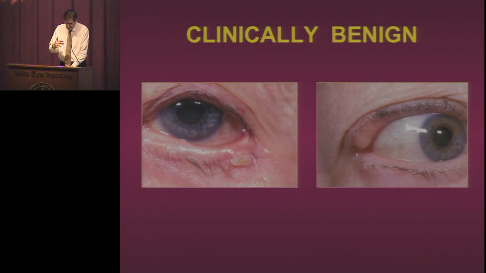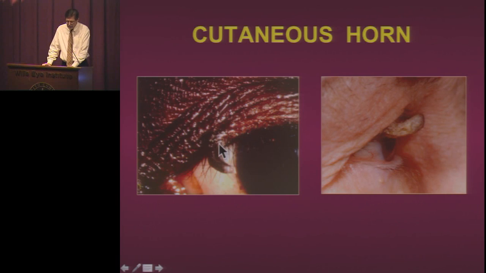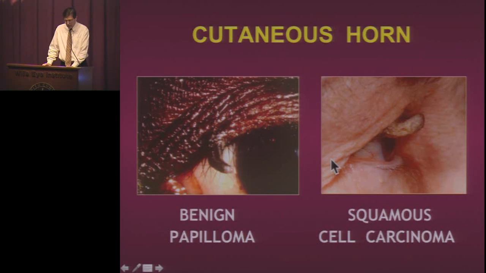Here's a couple of lesions which you could look at and say, I'm not sure what's going on here. They were both malignant. One was a keratoacanthoma, which grew rapidly. One was a metastatic breast cancer. And cutaneous horns we talked about. These two patients were actually biopsied and removed. What happened? One was benign, and this one was squamous cell carcinoma. So you can't tell with the cutaneous horn just by looking that it's benign.